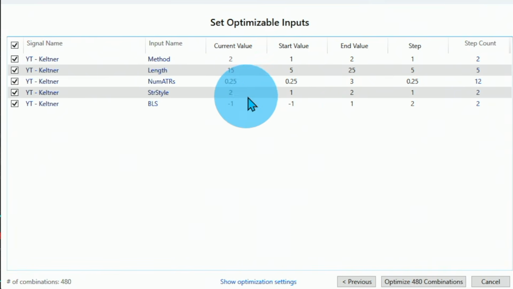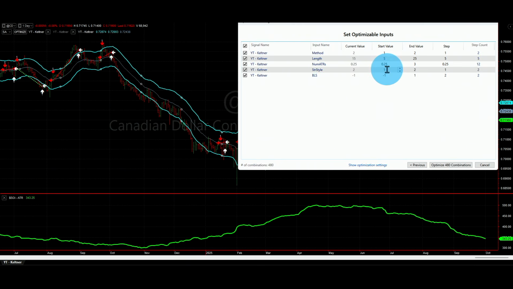And then we have the strategy style. So 1 is the breakout methodology. That means if the price is above the upper channel, we go long. And 2 is the mean reversion methodology. That means if the price closes above the upper channel, we go short. And then we are testing the short and long separately. All in all, we have 480 combinations.